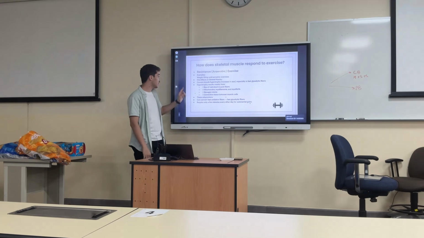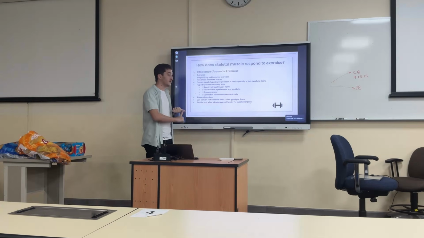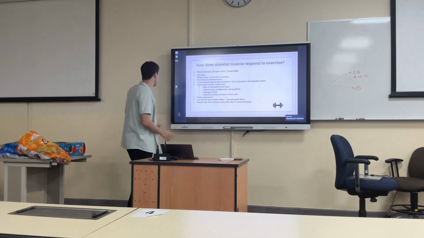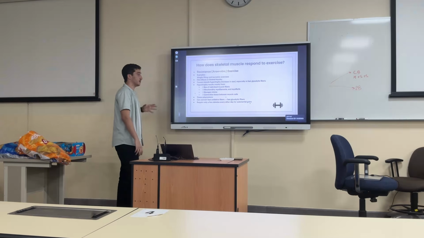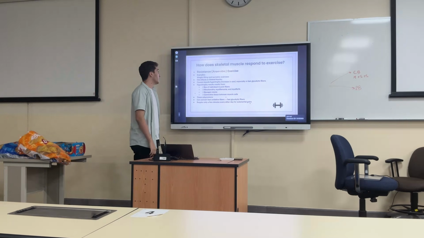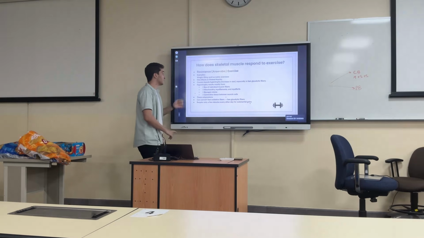So the second type is resistance or anaerobic exercise, with examples such as weightlifting or isometric exercise, as my colleague explained. For example, if you are applying too much force while the muscle is not shortening, that's called isometric exercise. The main effect on skeletal muscle is muscle hypertrophy.